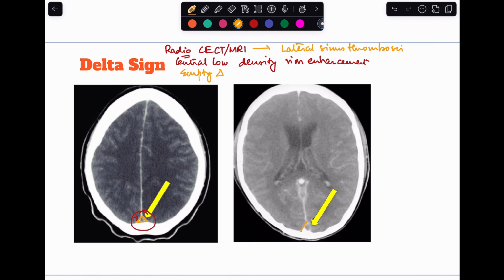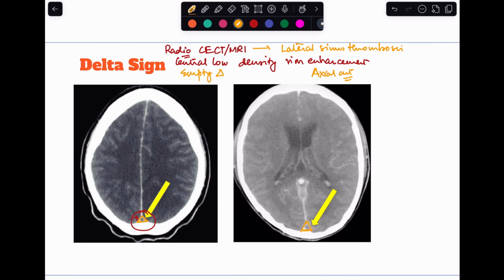However, the surrounding dura starts enhancing how it should normally be doing. That is why we end up with this central non-enhancing triangular area, which is the thrombus area, and it is surrounded by an enhancing dura, which is giving this triangular rim enhancement. Therefore, this is known as delta sign or the empty triangle sign. Now, another question that you may be asked over here is, which cut will show you the delta sign? So this is usually seen in an axial cut in the posterior cranial fossa.